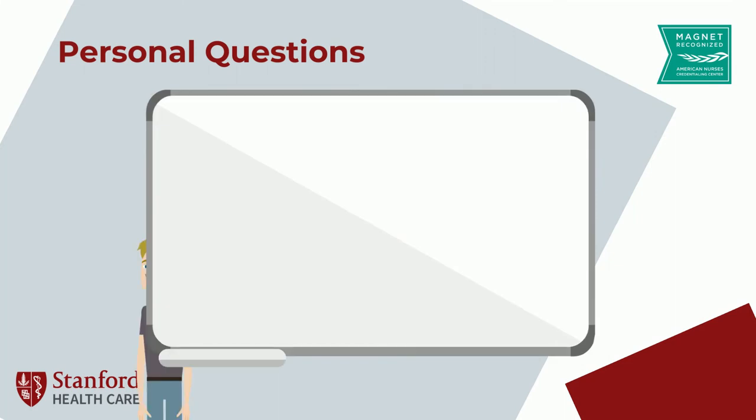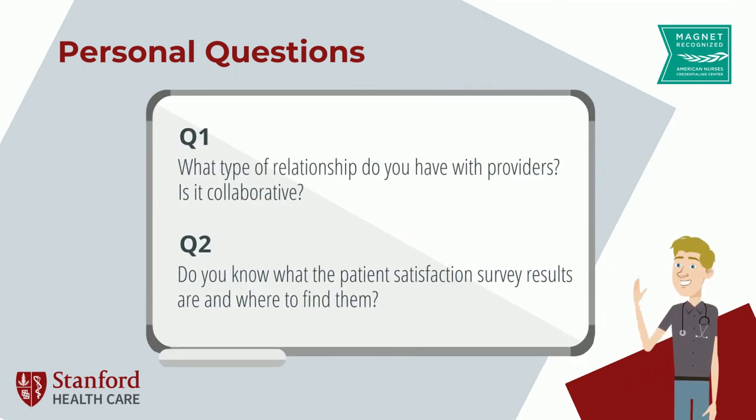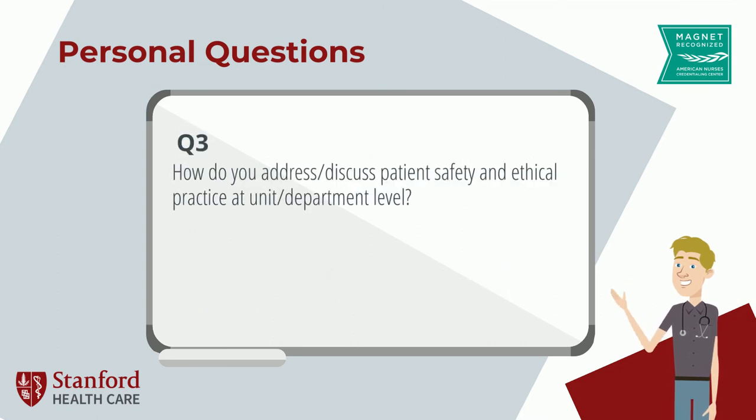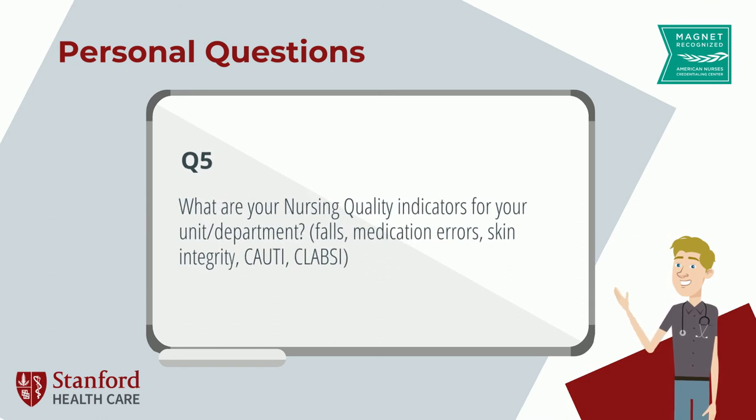Personal questions. What type of relationship do you have with providers? Is it collaborative? Do you know what the patient satisfaction survey results are and where to find them? How do you address or discuss patient safety and ethical practice at the unit level? How do you address a patient's varied cultural and spiritual needs? Can nurses speak of quality indicators for their specific areas?